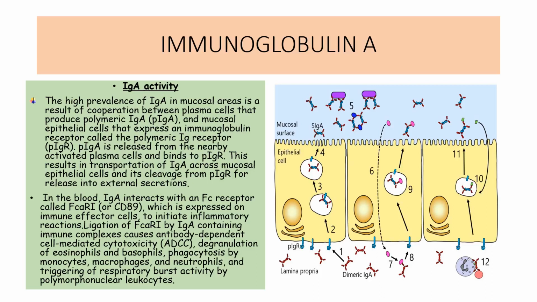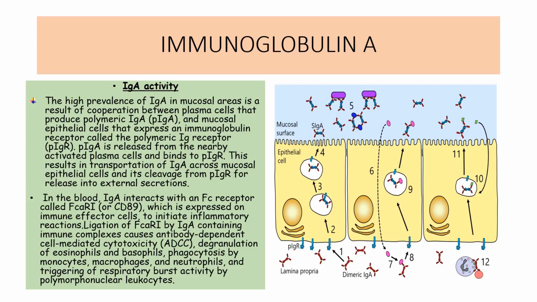So in this diagram you can see that at position number 1, the dimer IgA is present. This dimer IgA binds with the receptor. It enters into the epithelial cell through endocytosis, and then the cleavage occurs. SIgA is released out into the mucosal surface, which will then interact with the bacteria and neutralize or kill them.